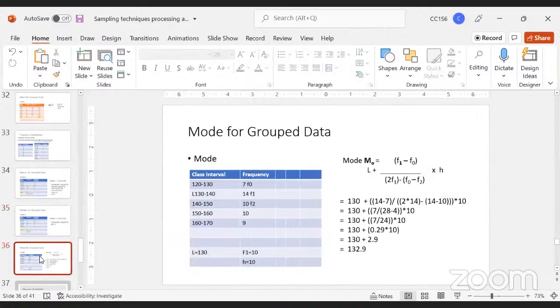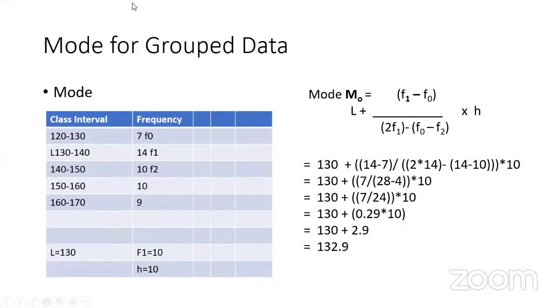Now let's move on to the mode. So how do you calculate mode for group data? Mode is something which occurs very frequently in large numbers. For individual scores, we have already done it. Now, if you want to calculate this for group data, the formula is L plus F1 minus F0 by 2 F1 minus F0 minus F2, into H.